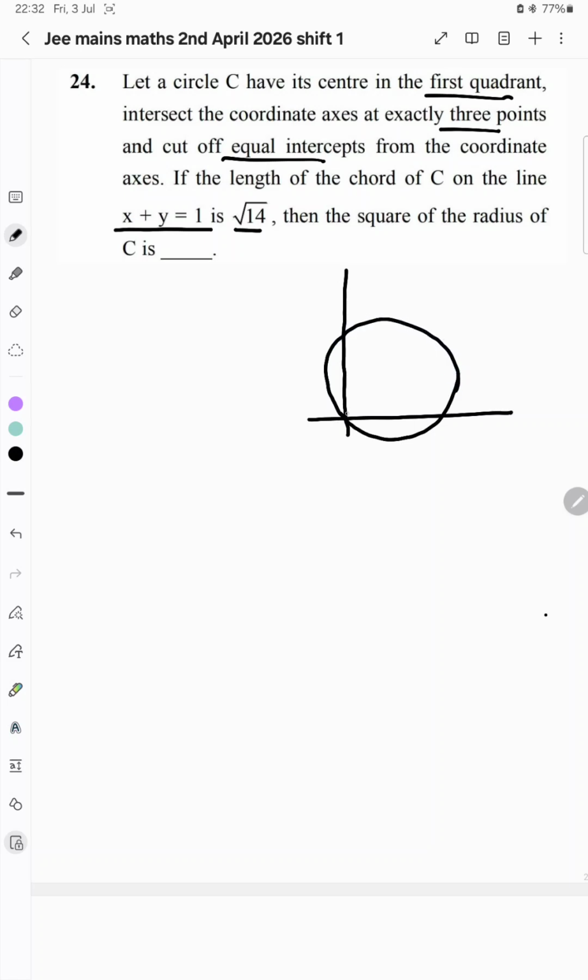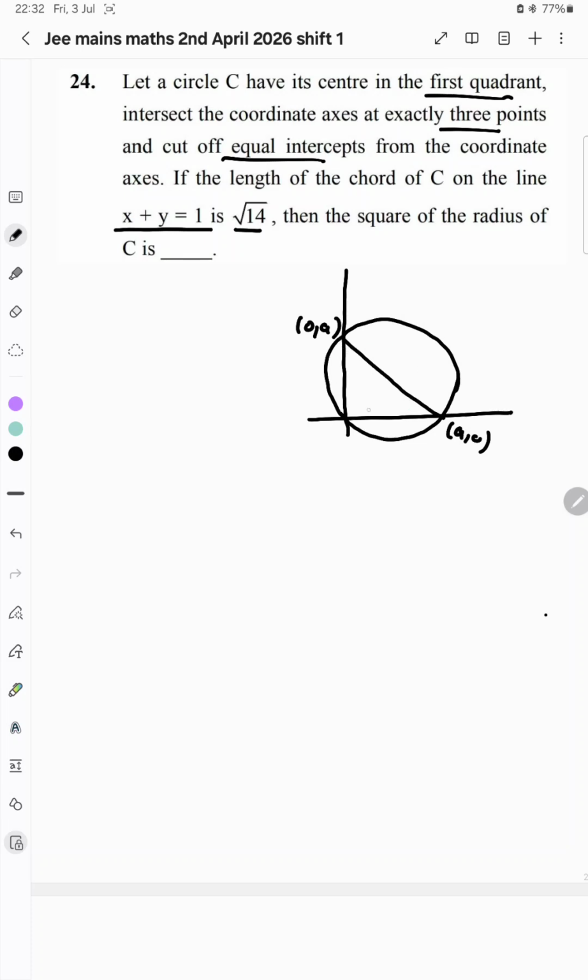Now they also mentioned that the intercepts are equal with the coordinate axes, right? So whatever the length is here, the same length is here also. So if it is the point a comma 0, then the point 0 comma a will also be there, because the intercept is the same. Now if you join this line, it is a right angle triangle, and the circle will become the circumcircle.